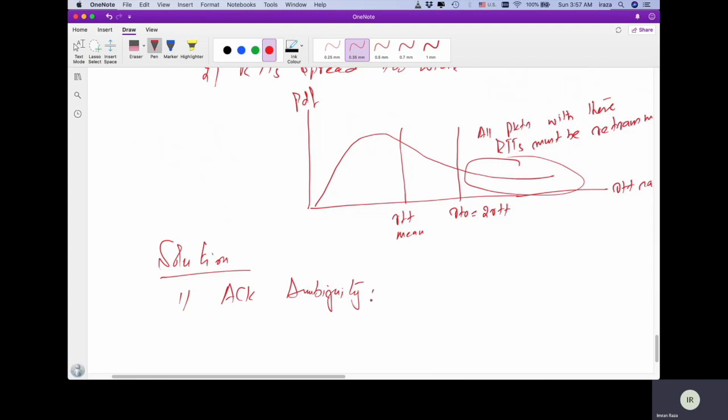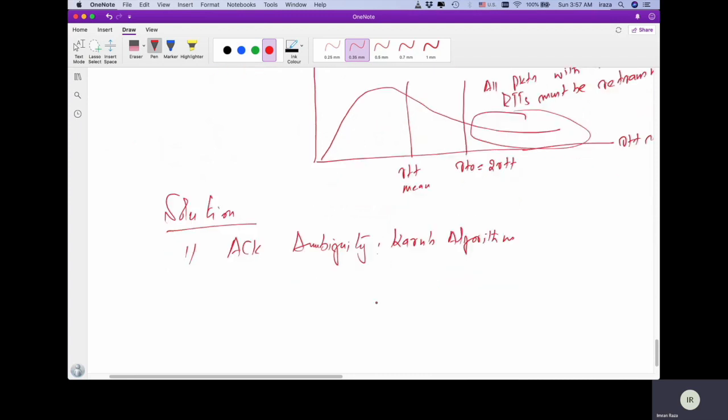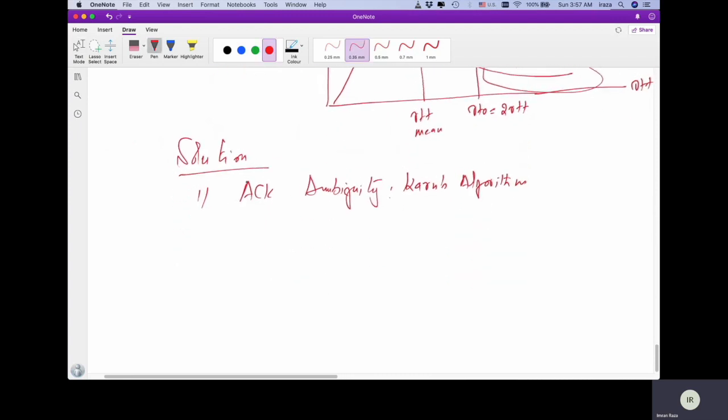Right? And the solution to the acknowledgement ambiguity problem is Karn's algorithm. What Karn's algorithm says is very simple. It says: adjust the RTT estimate only from non-retransmitted samples.